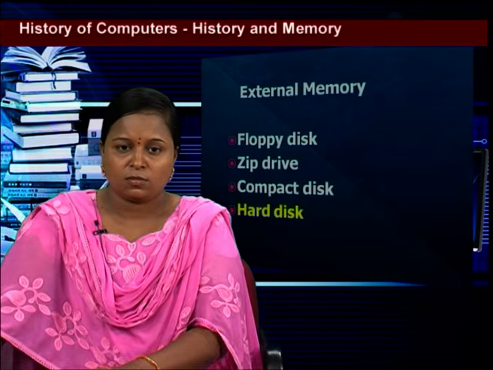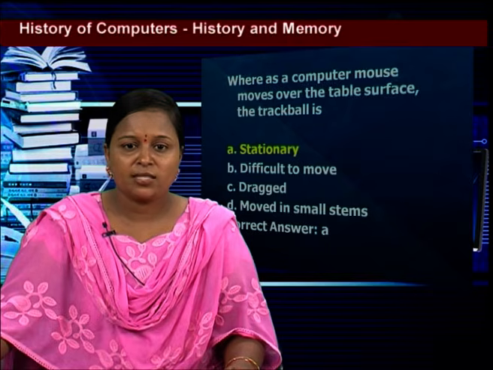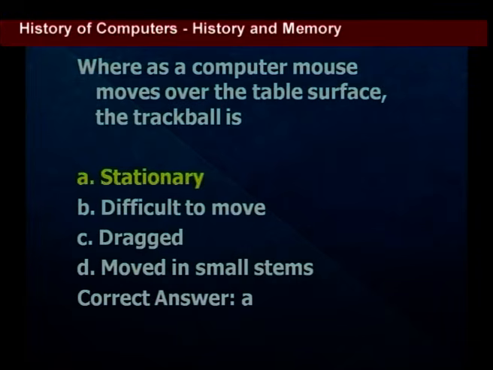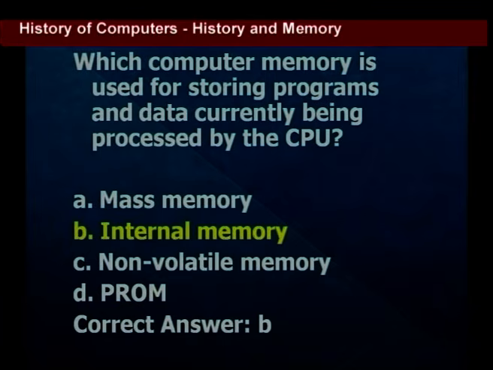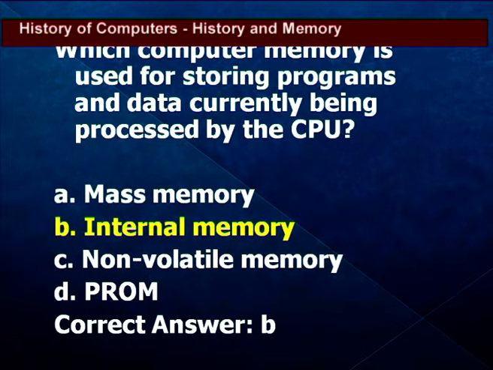Next question: whereas a computer mouse moves over the table surface, the trackball is stationary. Which computer memory is used for storing programs and data currently being processed by the CPU? The memory used for storing programs and data currently being processed by the CPU is internal memory.